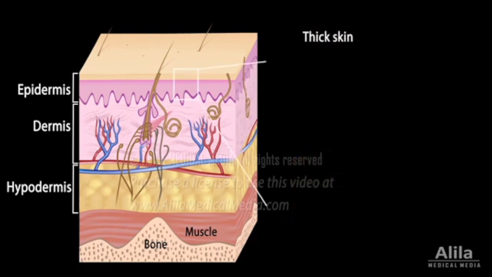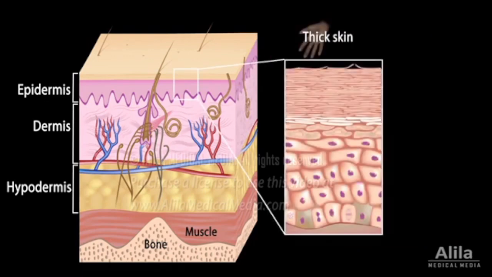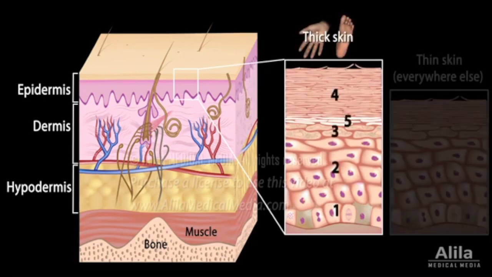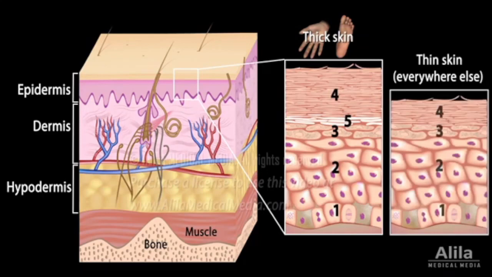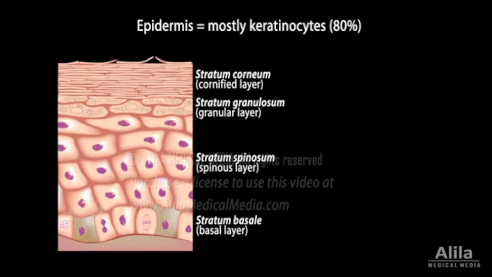Thick skin is found only in areas where there is a lot of abrasion, palms, soles, digits, and has 5 epidermal layers. Thin skin is everywhere else and has 4 epidermal layers. Most cells of the epidermis are keratin-producing cells, or keratinocytes. New cells are constantly produced by mitotic cell division in the basal layer. They then move toward the skin surface as they age and differentiate, changing shape from cuboidal to flat. The distinct epidermal layers represent different stages of keratinocyte differentiation, from their birth to their death.